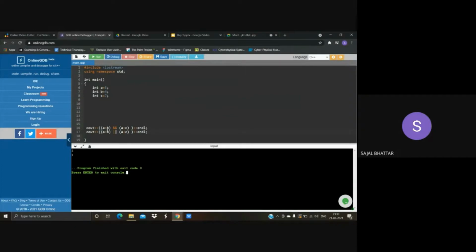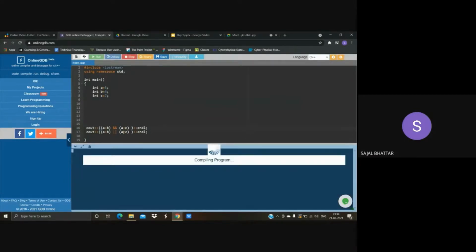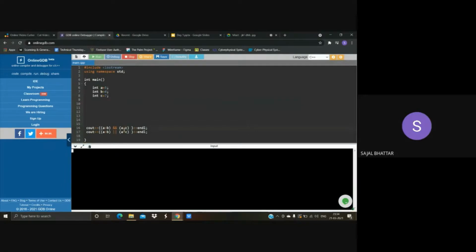So A is definitely greater than B, but A is smaller than... okay, let's check it for whether A is also greater than C in the first case. So in the first case, we're checking if A is greater than B and also if A is greater than C. We can see that A is greater than B, but it's not greater than C. For the AND operator to return true, both of these expressions have to be true, which is false in this case, so we're getting 0. And in the second case, both of the expressions are true and we're getting the value as 1. But even if only one of these expressions was true, we would have got the value as 1. So this was the logical operator.